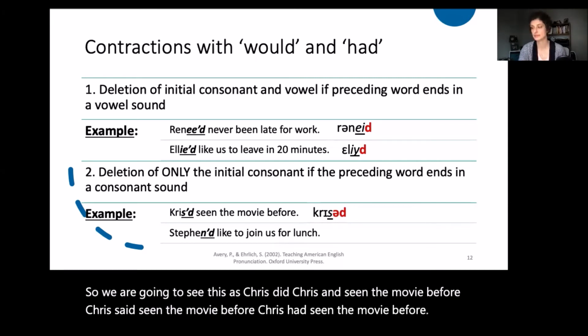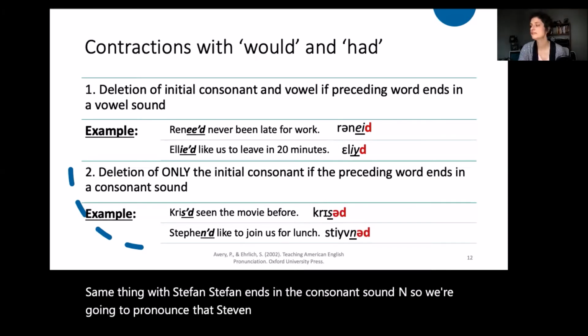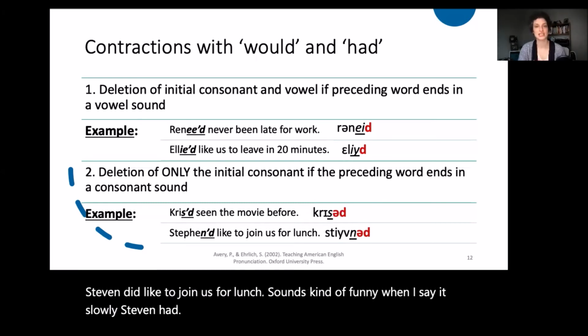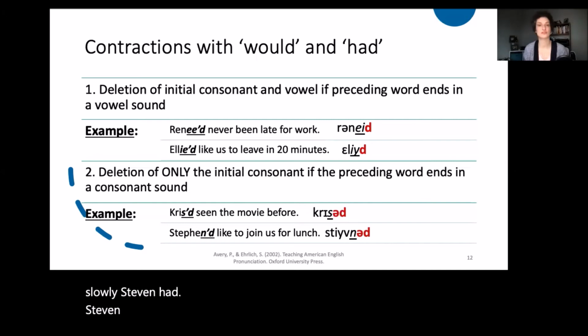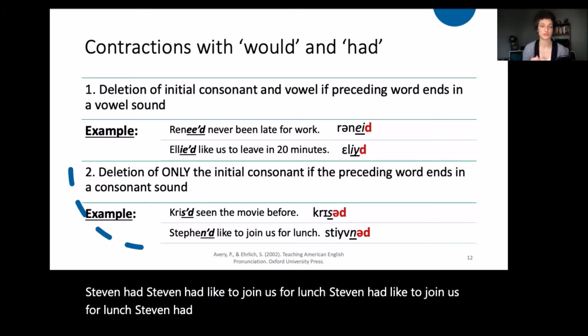Same thing with Stephen. Stephen ends in the consonant sound N, so we are going to pronounce that Stephen'd. Stephen'd like to join us for lunch. Sounds kind of funny when I say it slowly. Stephen'd like to join us for lunch.